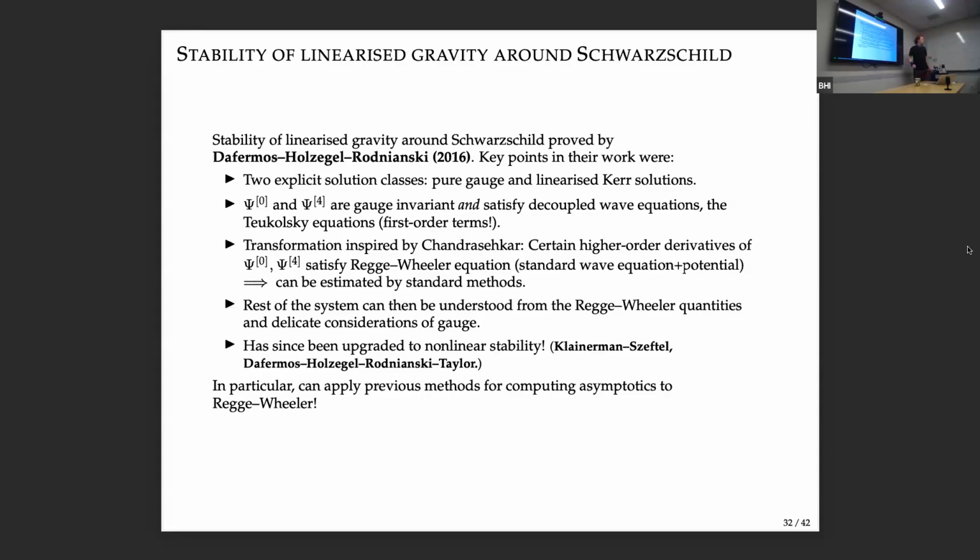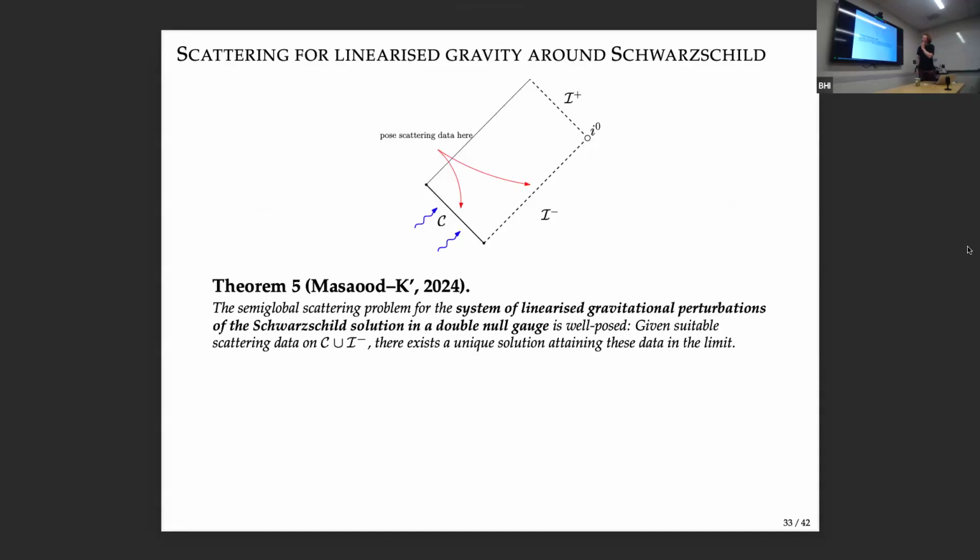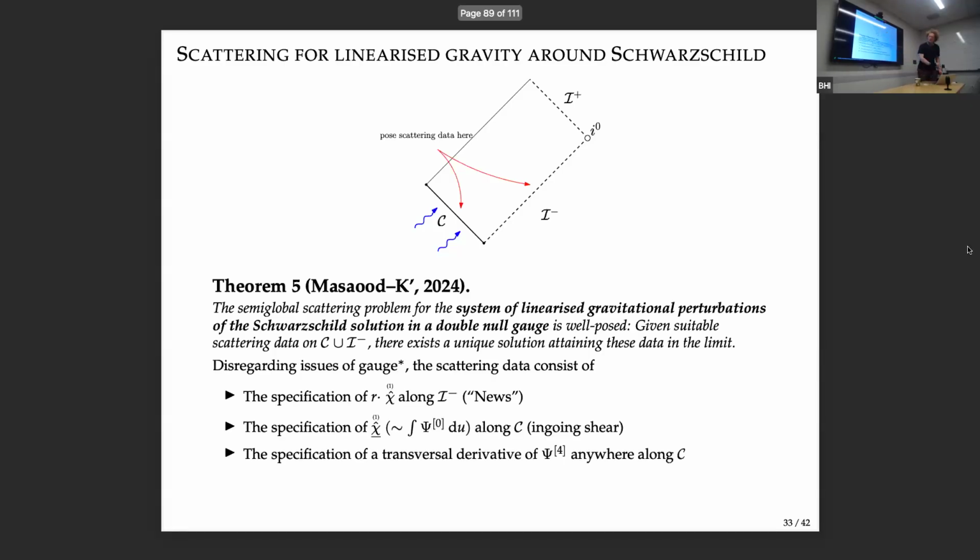What's interesting for me here is that linearized gravity has a part that is just a wave equation, so I can apply my previous methods to compute asymptotics just as before. So now I can say, well, first of all, I need to prove that if I pose any scattering data here, then I have a solution. This is joint work with Hamid Masood from Princeton. So if you pose data here and here, then you have a unique solution to the system of linearized gravity, where the data will consist of the news function here, the ingoing shear here, and some transversal derivative of C4 somewhere along this cone. This is a bit weird.